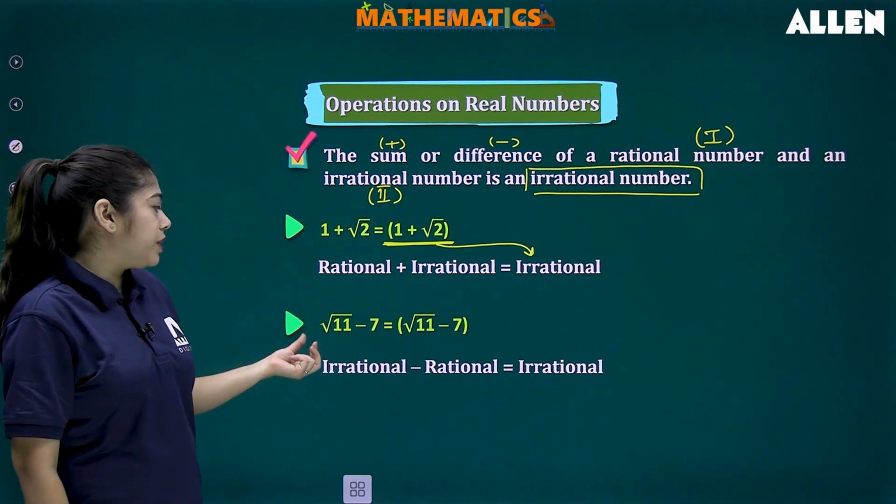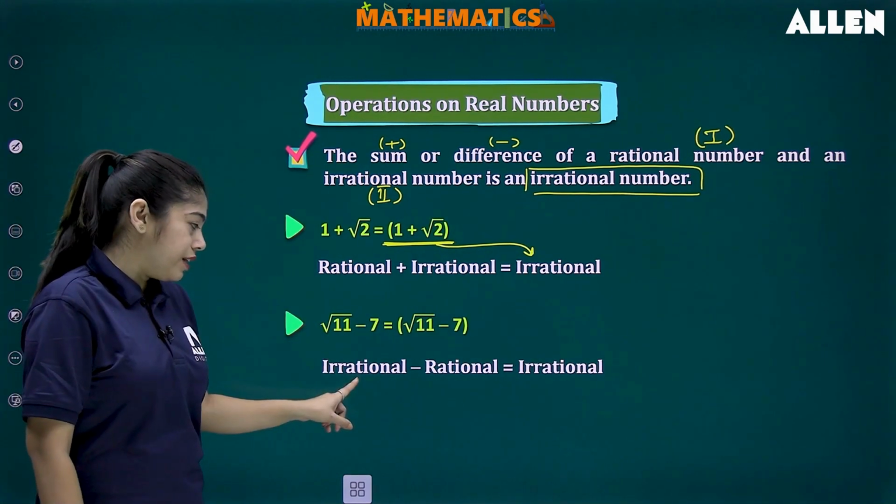After that, the next example you can see, irrational number root 11 is an irrational number.